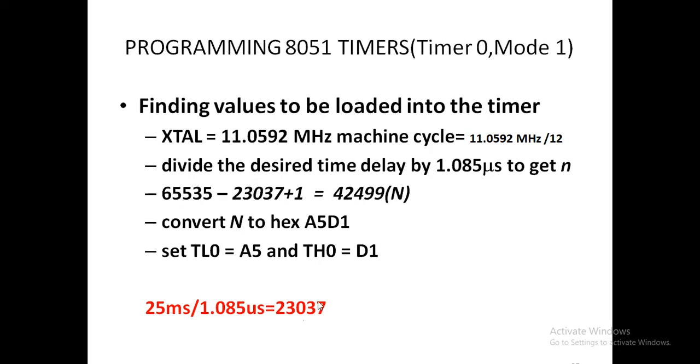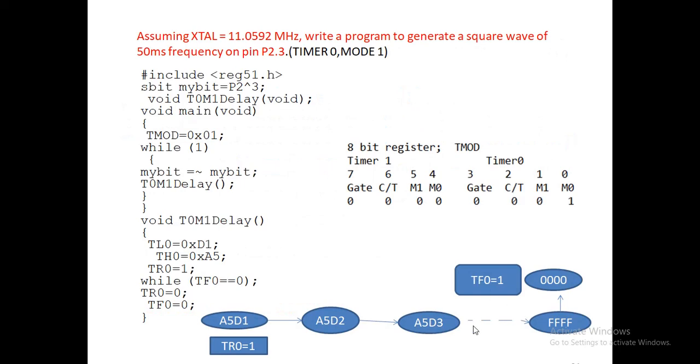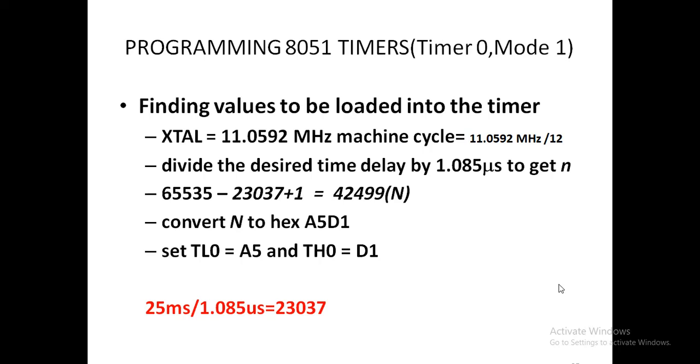What is the n we obtained? 23,037, and plus 1. Why plus 1? Once your timer reaches FFFF, again it will come to the initial value 0000. That's why it takes one more machine cycle to go from FFFF to 0000, so I added plus 1 over here. You subtract and add, and you get 42,499. So it is a decimal value.